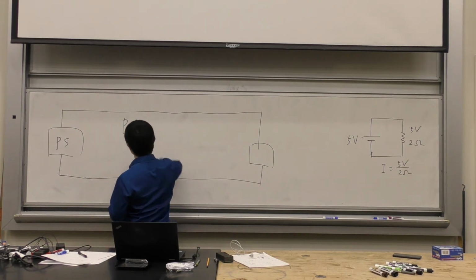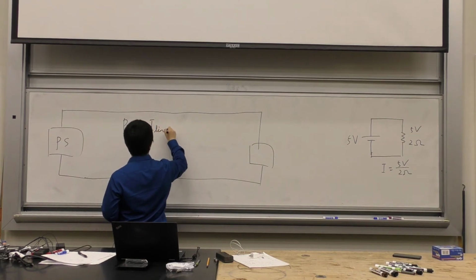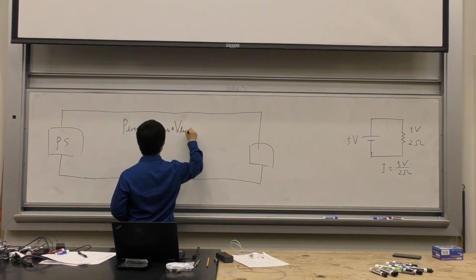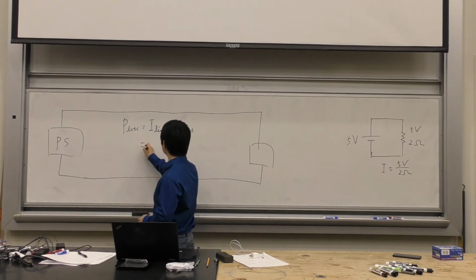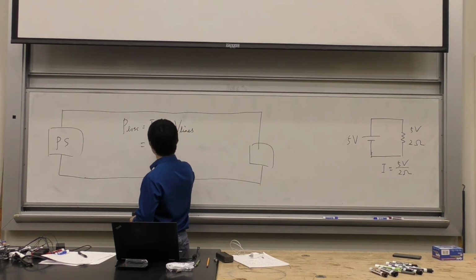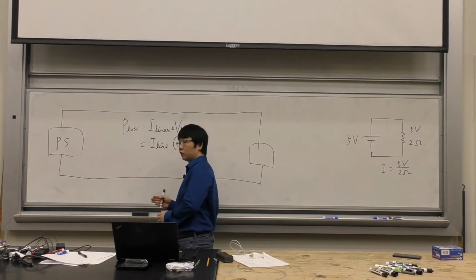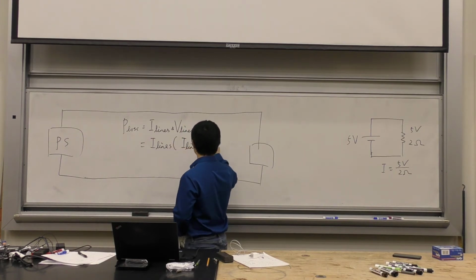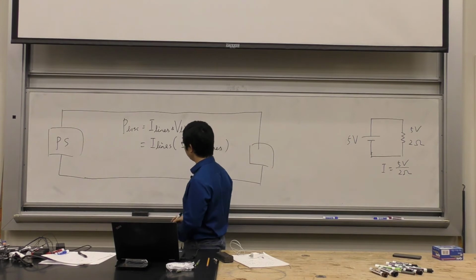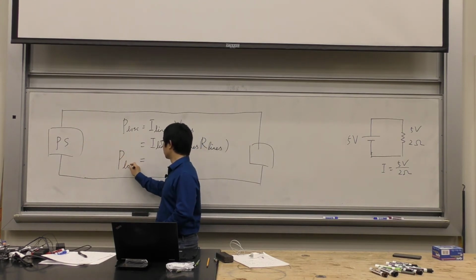So you're just going to do this: the I of the lines times the V of the lines. And then you can use Ohm's law to make it a little bit easier. The voltage on these transmission lines, remember they're very long, so you cannot ignore it. All right, and then you can get another expression.